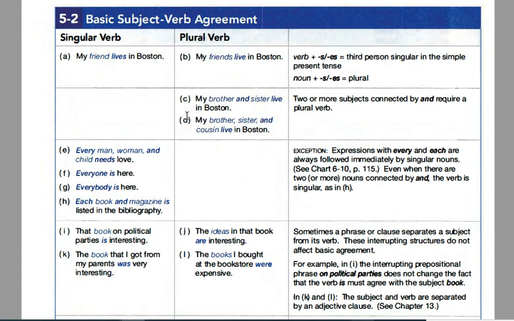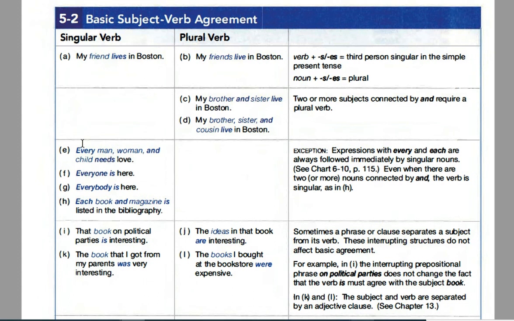Usually when we have two or more subjects connected by and, they require a plural verb. It means my brother and sister live. Don't put lives because you find only sister beside live, because here you have to understand that they are two. And here's the point that I can share with you: a lot of mistakes can be here.